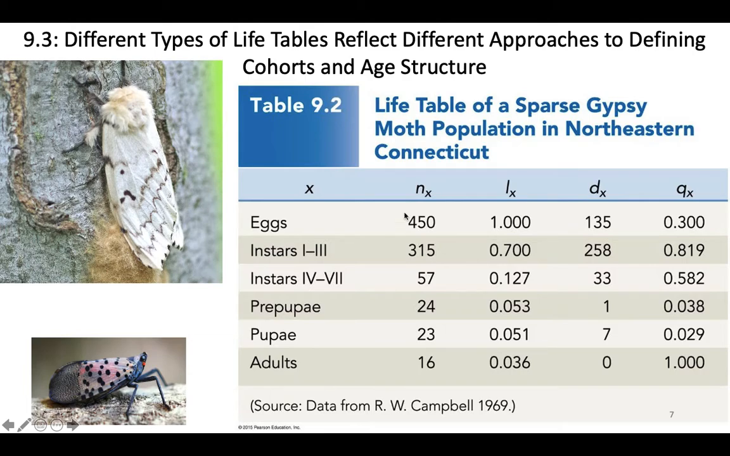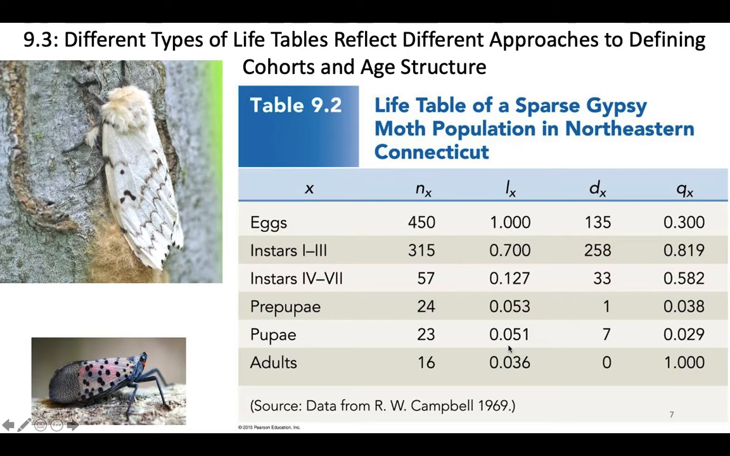So NX is the number of survivors at each stage. This is basically time point 0. LX is the probability of survival from that stage to the next. It's 1 because this is time point 0. This is 0.7 because 315 of 450 survived, so that's 70%. And then this would be 57 divided by 315, and so on.